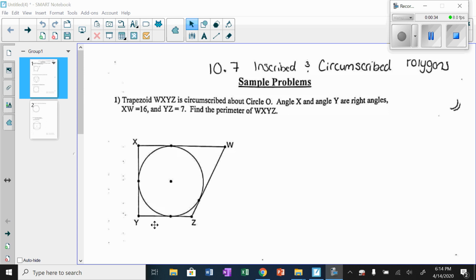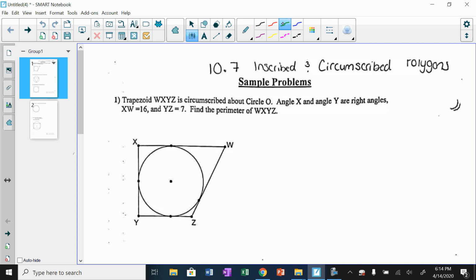So let's look at this problem. Let's go ahead and label what we have. It says that we have a trapezoid circumscribed about the circle O. This should be circle O, so let's label that. It says angle X and angle Y are right angles. That's not so important to us, I'll tell you that much. You want to label yours exactly how I'm labeling mine. So XW is 16. YZ is 7, and that's it.